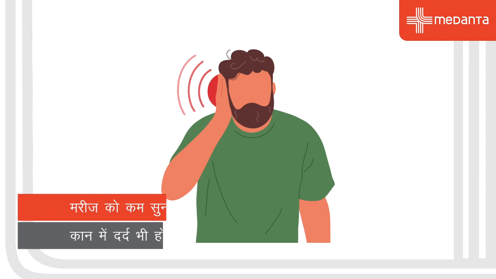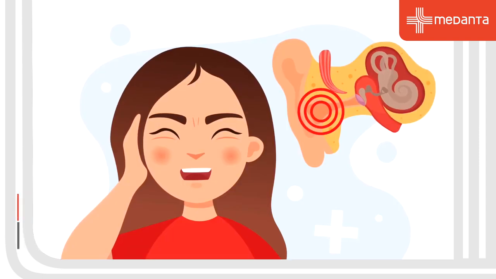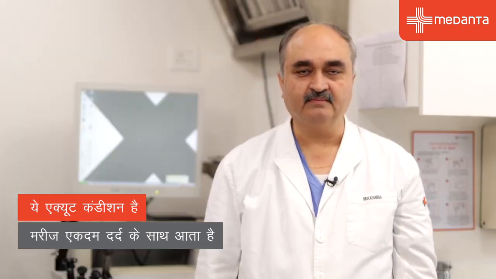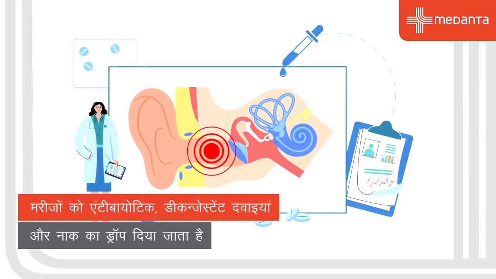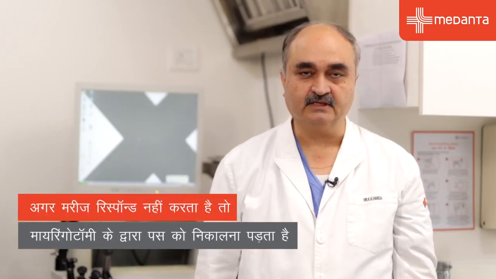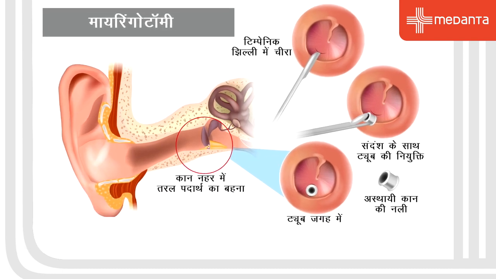The second middle ear infection is called acute suppurative otitis media. This is an acute condition. The patient comes with severe pain. Initially, these patients are given antibiotics, decongestant medicines, and drops in the nose to control this infection. And if the patient does not respond, then many times pus has to be removed through a small operation called myringotomy.